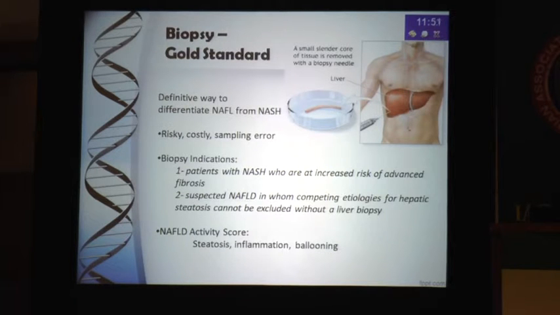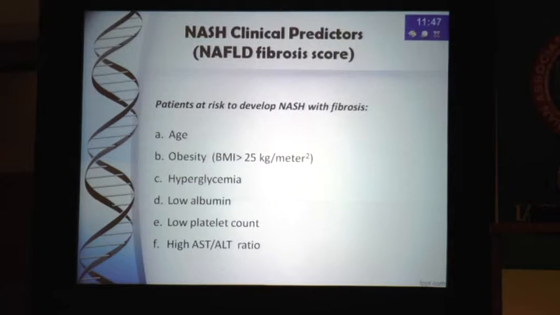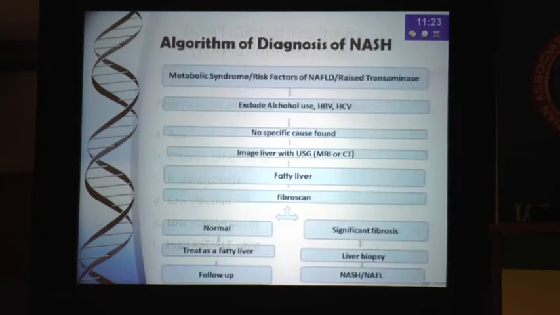But now, who are those patients who can progress to NASH or fibrosis? There are certain clinical predictors, like age more than 45, obesity, BMI more than 25, hyperglycemia, low albumin, low platelet, or AST/ALT ratio more than 1. These are the patients who have a high risk to develop NASH and fibrosis in the future, so they may be considered for this gold standard investigation.